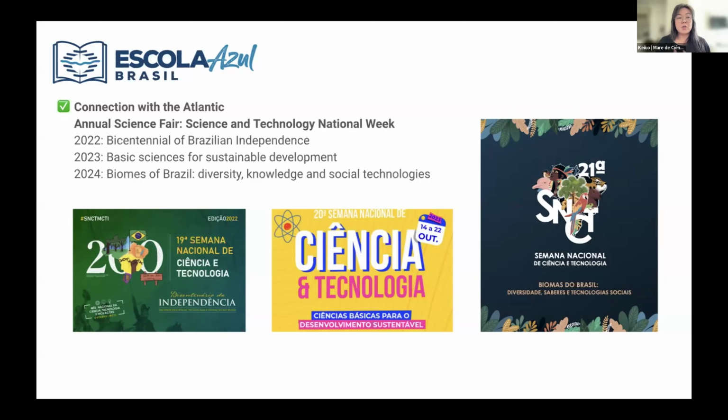2023, last year, was about basic science for sustainable development. So they tried to connect all the basic science that happens around them and within the disciplines with ocean literacy. And this year, the theme is Biomes of Brazil, Diversity, Knowledge, and Social Technologies. And it's happening this week here in Brasilia. I'm in Brasilia right now. So we are bringing 15 ocean literacy clubs from Blue Schools to participate and take their voices to the public here in a localized way, talking about the theme of the science fair and ocean literacy.